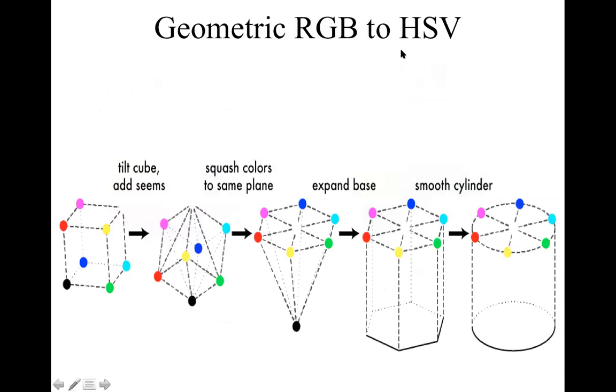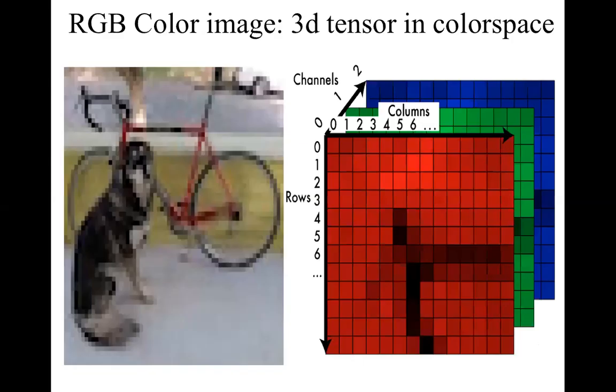Okay, so here you have the geometric transformation that you can make in order to transform the unit cube RGB to a smooth cylinder HSV. I didn't actually put the transformation here, but I think if you browse for it you can find it easily. I only want to show you some examples here.